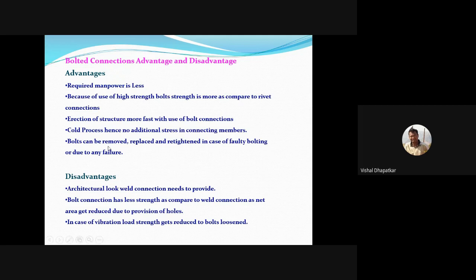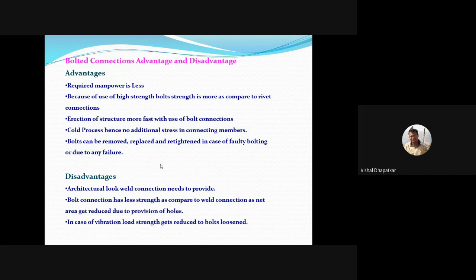The most important advantage is that bolts can be removed, replaced, and retightened in case of faulty bolting or due to any failure. Since steel is a ductile material, before failure of any part, it will give us some warning, right? It will show some deflection or yielding of the bolt or members, so that we can remove those bolts, change the member size, or retighten those bolts. So all possibilities are there to rectify that failure.